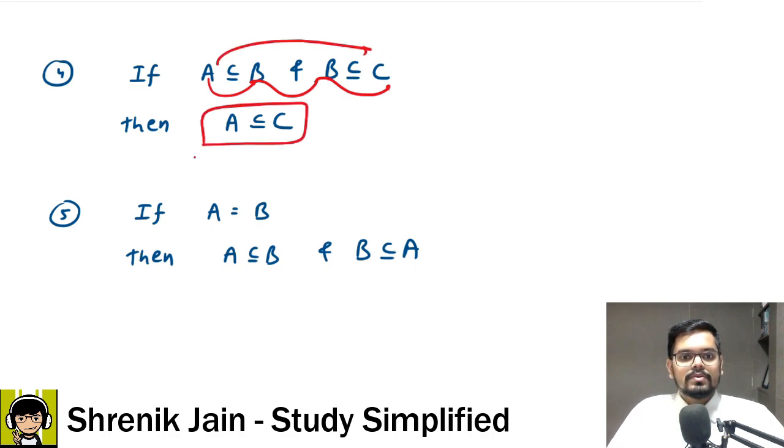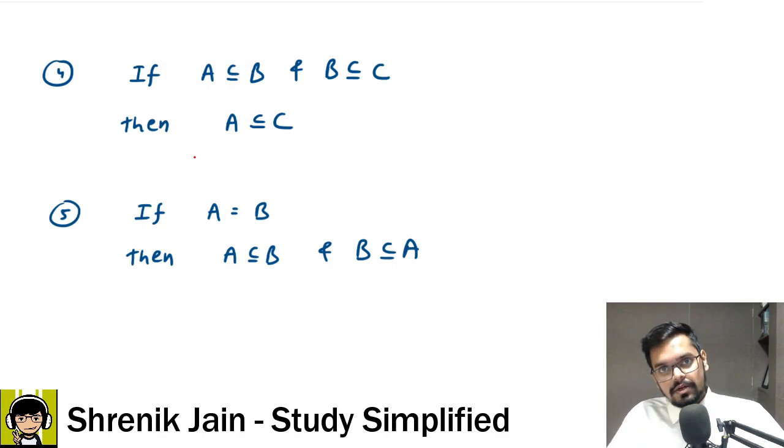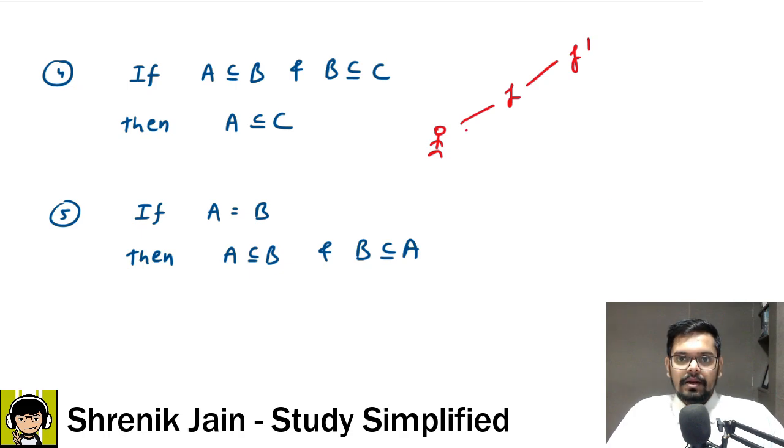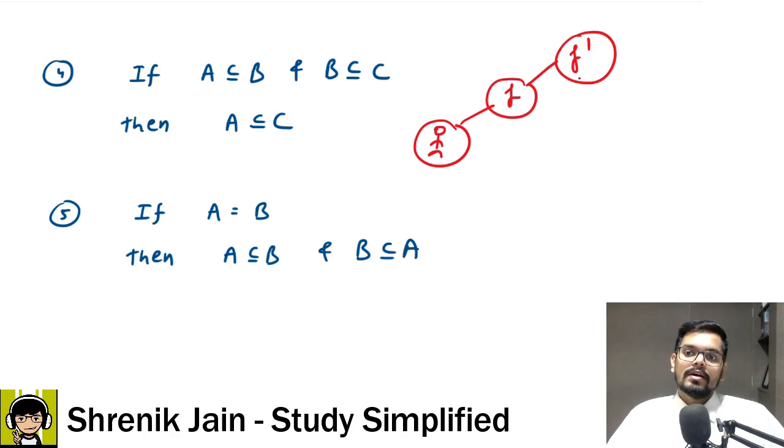So A is a subset of C. A was a subset of B and B was a subset of C, so A is now a subset of C. It's like, suppose you are this person, then you have a father, and then his father has a father, right? Then you are a subset of your father, and your father is a subset of your grandfather. Therefore, you are a subset of your grandfather.